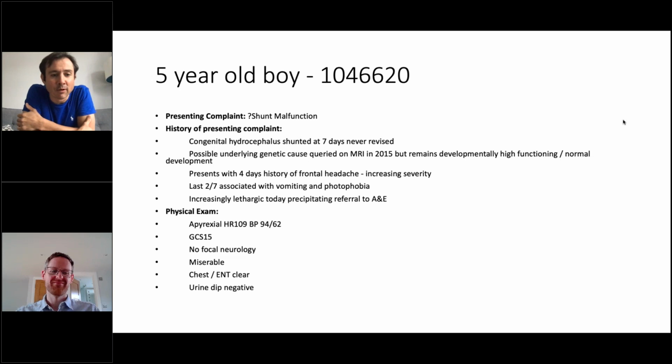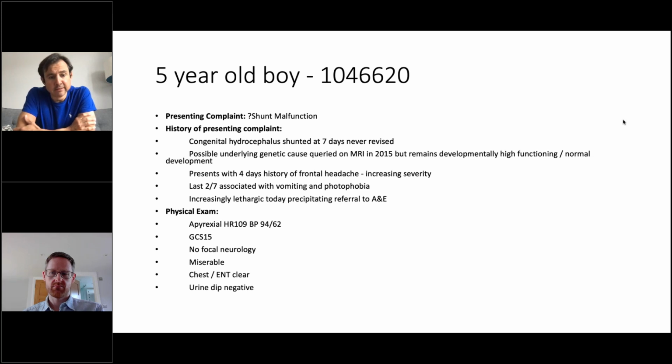So I've just included one more shunt problem. So again, a shunt malfunction, similar story as last time. Congenital hydrocephalus, shunted at 7 days. It had this abnormal looking MRI in 2015, but was developmentally normal, high functioning. 4-day history of frontal headache. 2 days of vomiting and photophobia.